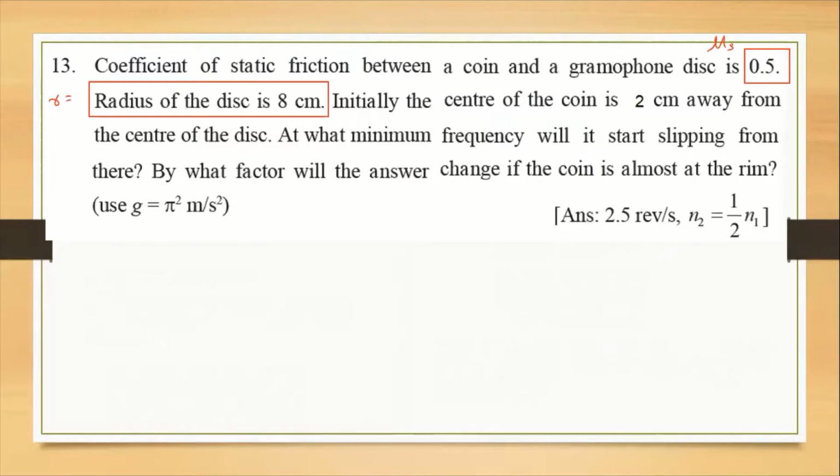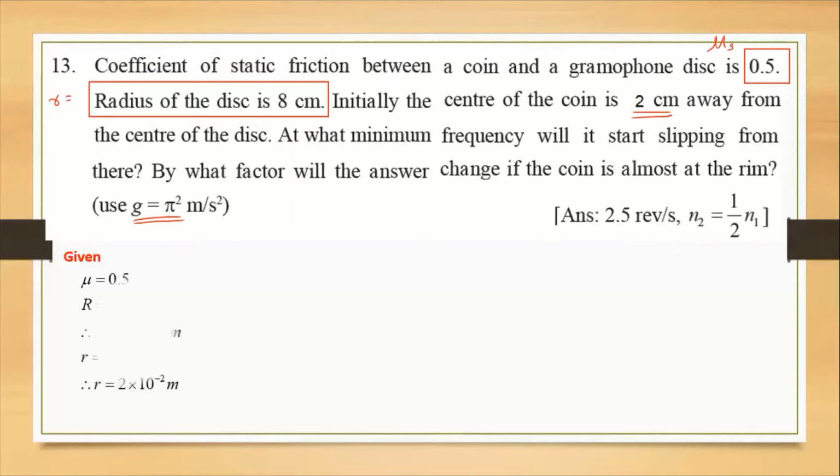Initially, the center of the coin is 2 centimeter away from center of disc. Now pay attention. The distance of the coin from the center of the disc. Okay? At what minimum frequency will it start slipping from there? By what factor will the answer change if the coin is almost at the rim? And here they given one thing, g is equal to pi square. We have to take g and pi square same. Okay? Now pay attention here.